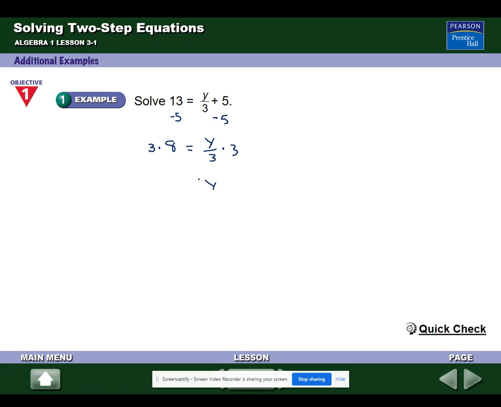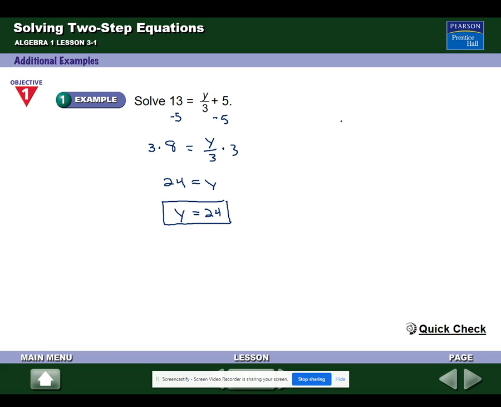And you're going to have y by itself on the right. 3 times 8 is 24 on the left. I do very much prefer the variable to come first, so take just an extra line and an extra 3 or 4 seconds to flip that around. Y equals 24. Let's check it.